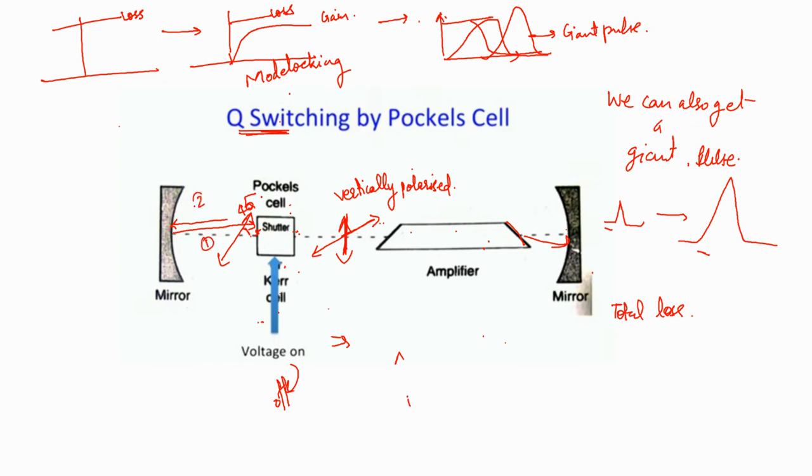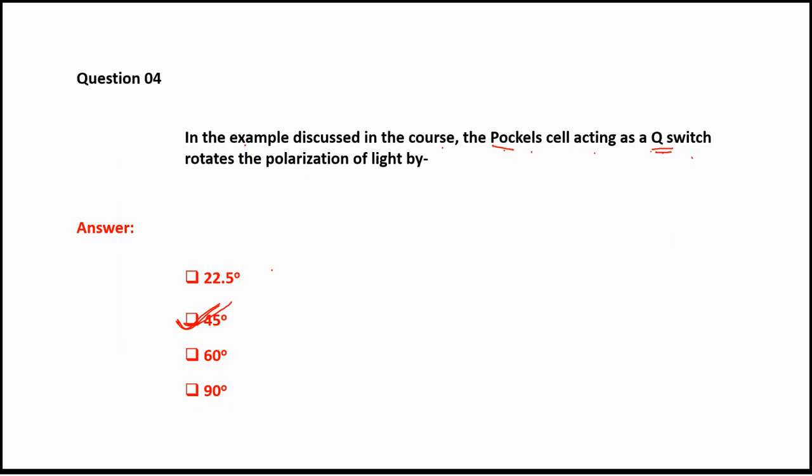Soon, what happens after passing once in the first round and the second round? It becomes horizontally polarized. And this can happen only when the Pockels cell does deflection at 45 degrees. Say if it is at 22.5 degrees, that will not occur. The total will be 45 degrees. But in this case, the total is 90 degrees.